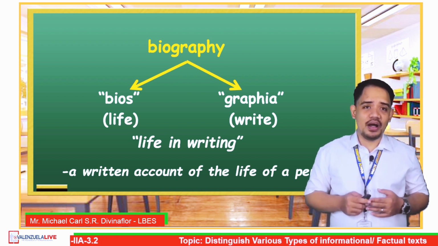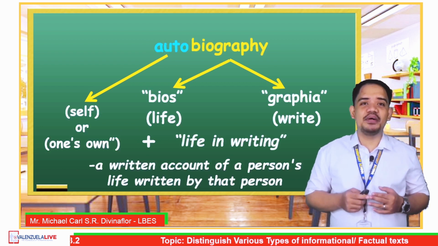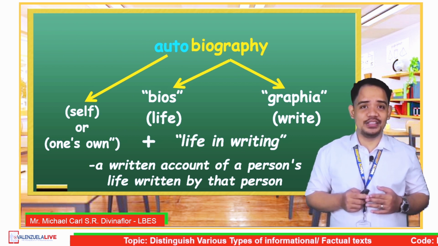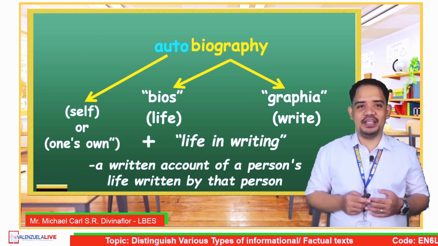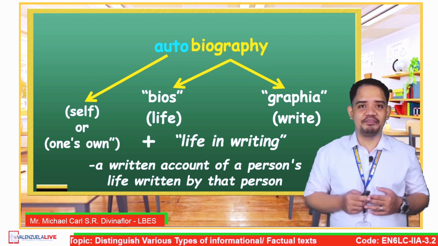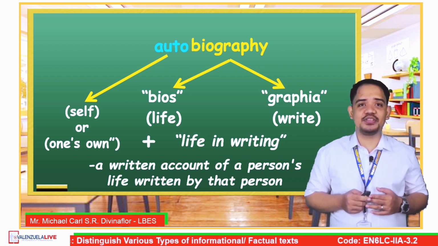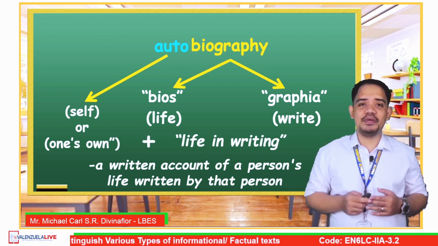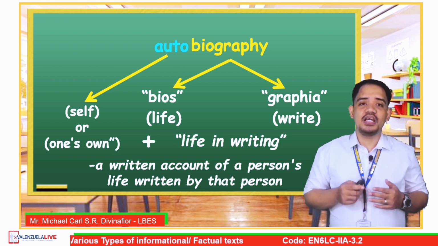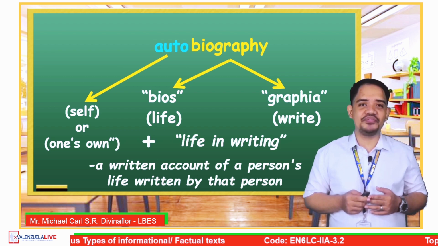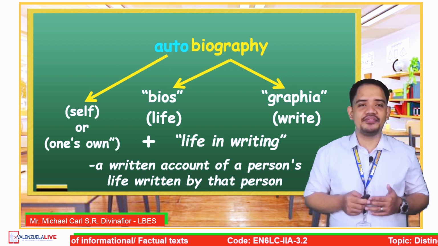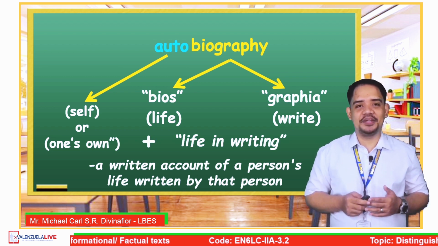Now, when we talk about autobiography, we have the prefix auto, which means self or one's own. An autobiography is a written account of a person's life written by that person. He himself wrote his life story, while in biography, other people write this story for him. If you're going to write about the life of Andres Bonifacio, then that is a biography. But if you're going to write about yourself, that is an autobiography.